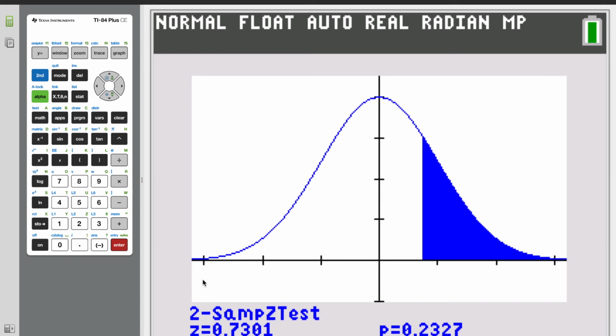So make sure you report your z-score of 0.7301, and then your p-value is 0.2327. And so you need to compare your p-value to alpha and then decide whether you reject or fail to reject, and then if you have sufficient or insufficient evidence. And if you need help with the interpretation, you can go back to the previous video.